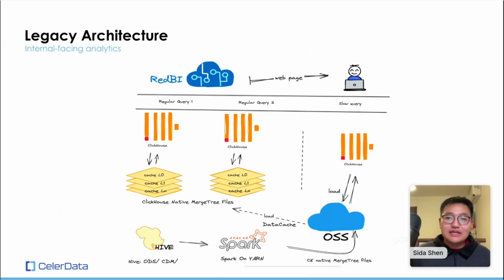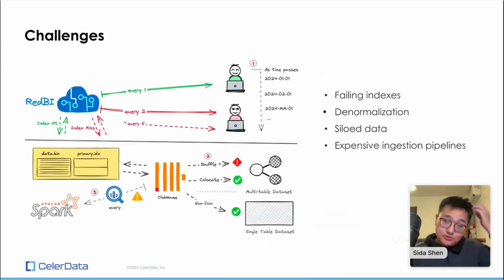Their legacy architecture was based on ClickHouse as well. They have their original data source from Hive, which goes into an OSS, and then is ingested into a ClickHouse cluster. And here, they ran into some issues.